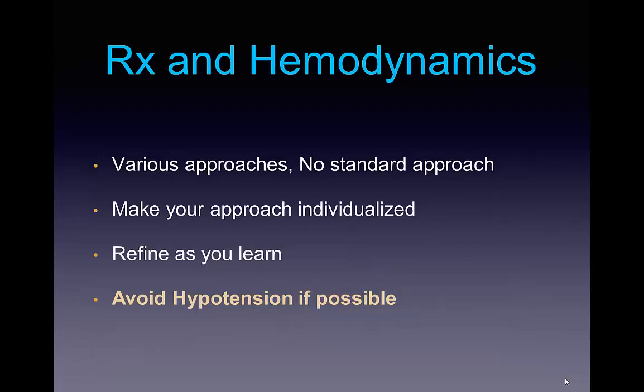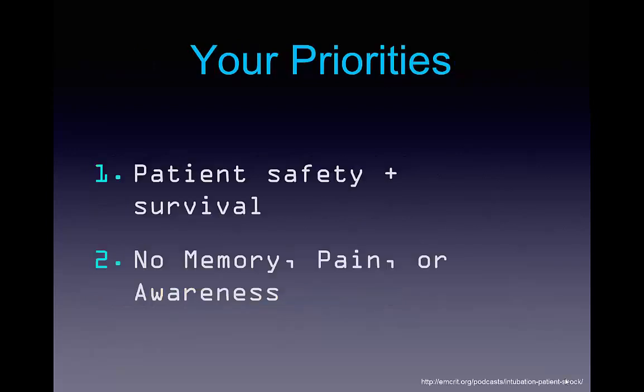Let's talk about a typical intubation, and also we'll talk about some considerations for more advanced processes. It goes without saying that our priority during intubation is patient safety and survival, and we can accomplish this once again by being considerate about the medication we're using, being prepared to react to the consequences of that medication, and in addition, having airway adjuncts present. Other things such as no memory, pain, or awareness certainly are important, but do come after.